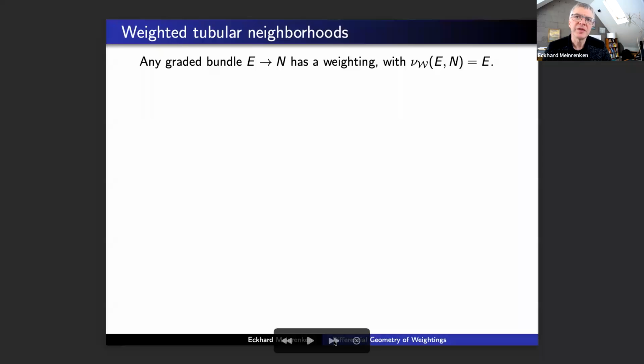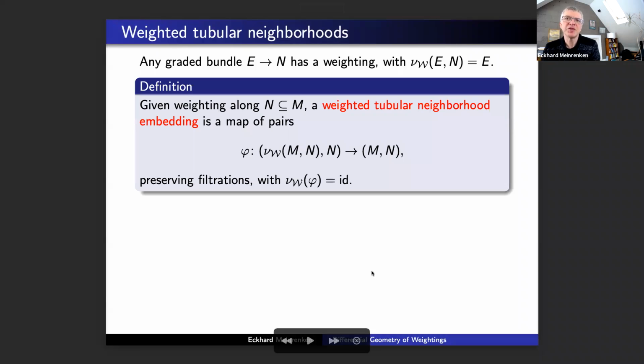Yeah, so for weighted tubular neighborhood embeddings, I need this observation that whenever you have this scalar multiplication action, there is a corresponding weighting to go with it. The scalar multiplication determines a weighting. And using this, we can define a weighted tubular neighborhood embedding to be a map of pairs from the weighted normal bundle into our manifold, which preserves the weightings, and such that its weighted approximation is just the identity map.